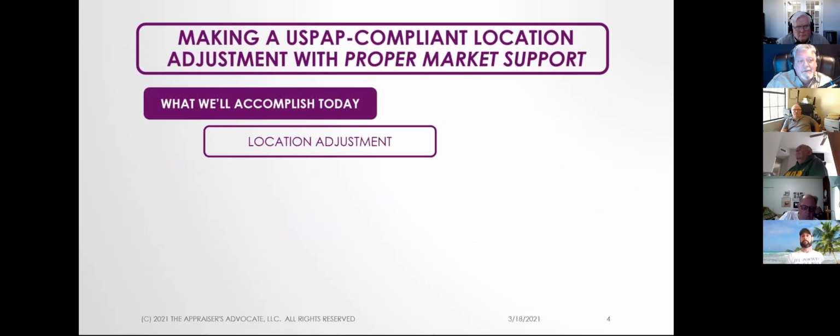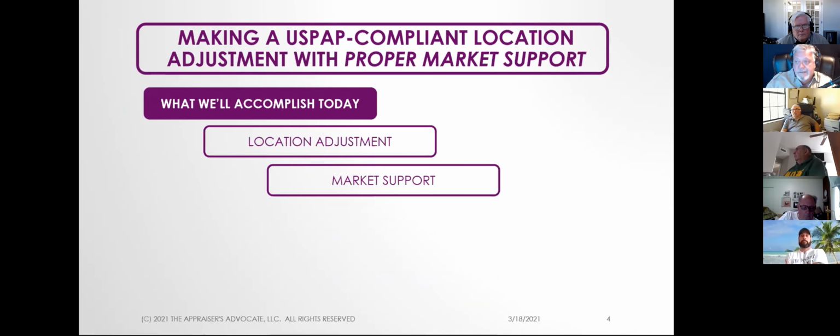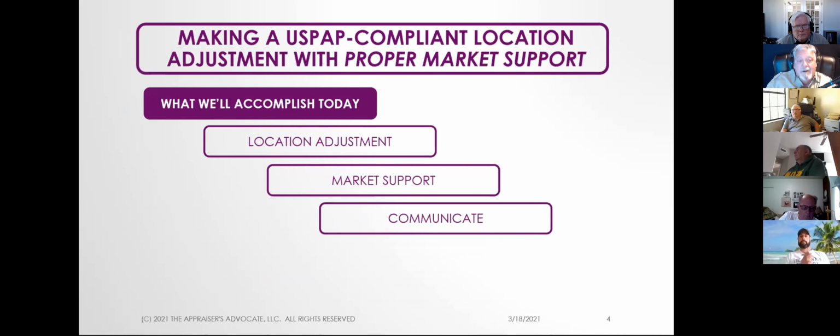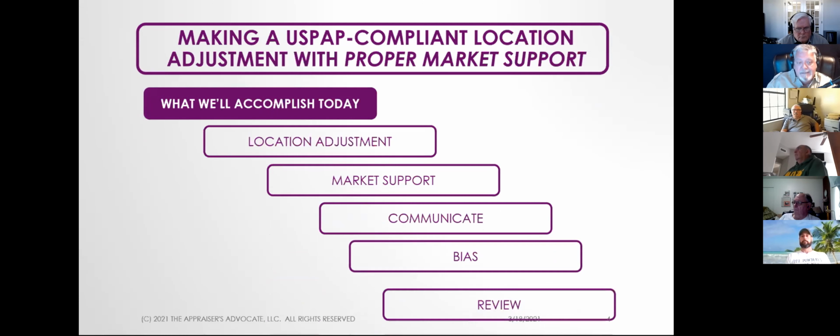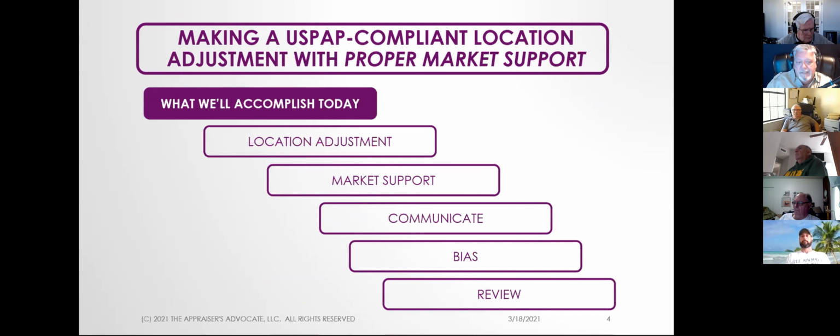So what we're going to accomplish today is come up with a location adjustment 4 different ways or 5 different ways, which means we're going to have market support for it. We're going to talk about communicating what we did and how we came up with the adjustment, how we communicated that to the client. We're going to talk a little bit about bias and how properly made adjustments help eliminate bias. And then we're going to go in for a review of everything we've spoken about today.